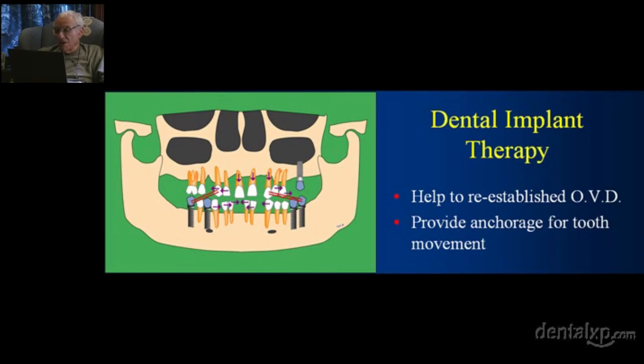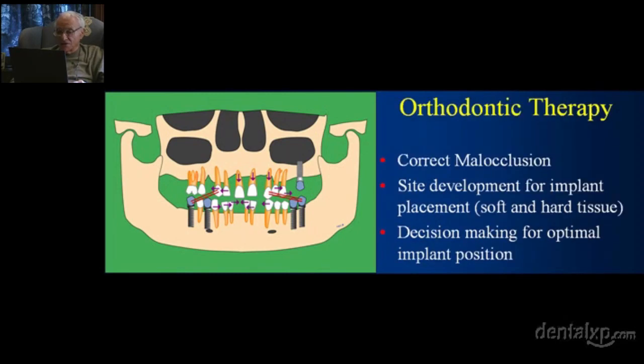The implant therapy here is to help establish the occlusal vertical dimension and provide anchorage for tooth movement. Hopefully, if we place early implants, we have carefully surveyed the case so those implants can be used not only for tooth movement, but can be used as a final restoration. Orthodontic therapy is being done to correct the malocclusion, with site development for the implant placement, both soft and hard tissue, and decision-making for optimal implant position.